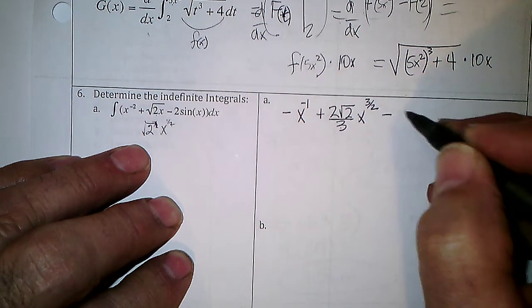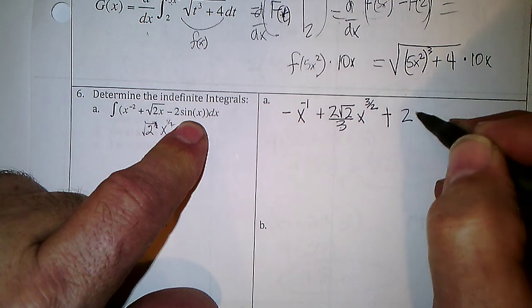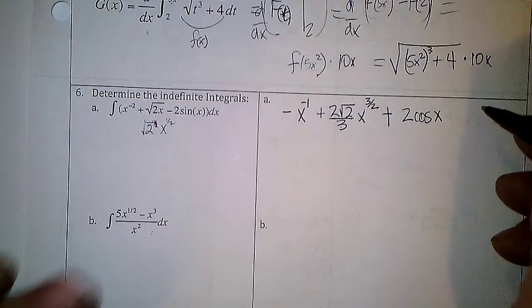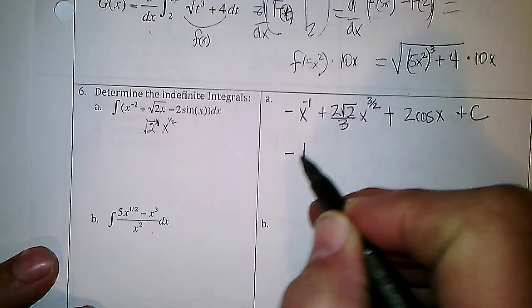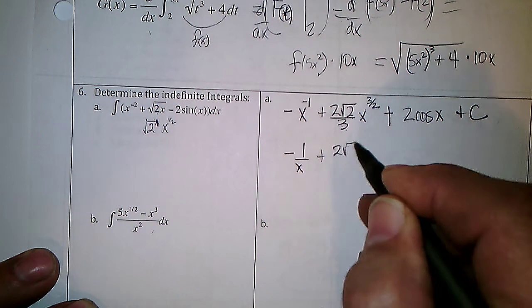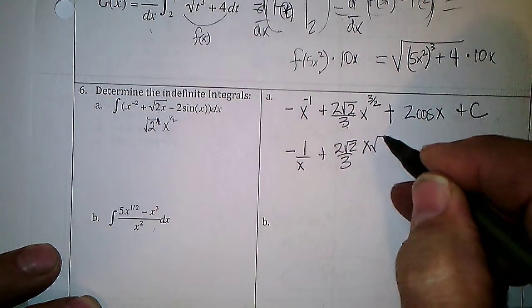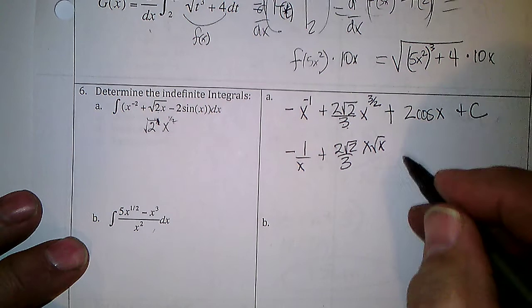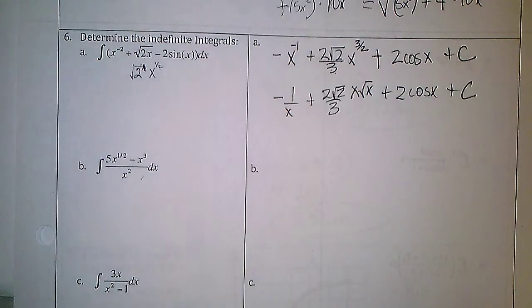So minus 2, and the integral of sine of x is negative cosine of x, and that's a simple x, plus c. You can leave it like this, or you can try to do some simplification. Like this might be minus 1 over x. Not much you can do here, plus 2 square root of 2 over 3. You could say this is x times the square root of x. And not much you can do here, 2 cosine x plus c. You might like that a little better. It's not a whole lot better.